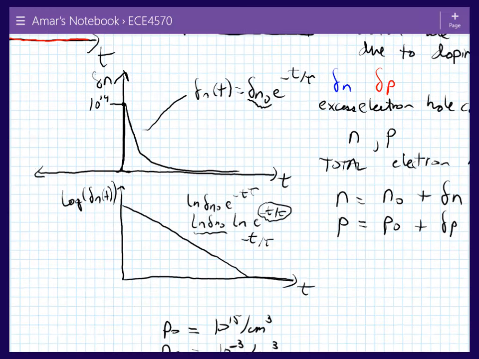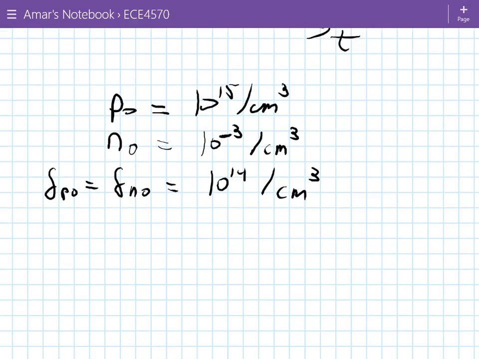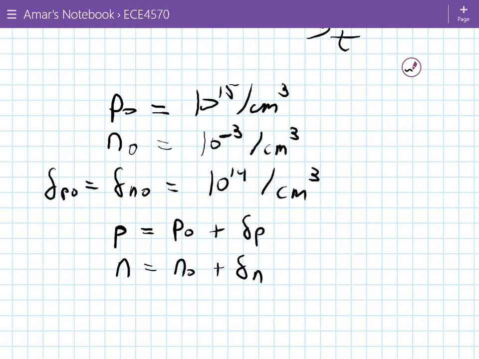So what I want to point out here is that the hole concentration is 10 to the 15th, and the electron concentration is 10 to the negative 3. So the total hole concentration, P, is going to be equal to P0 plus delta P, and N is going to be equal to N0 plus delta N. Now this is going to change. This is a function of time. This is also a function of time.